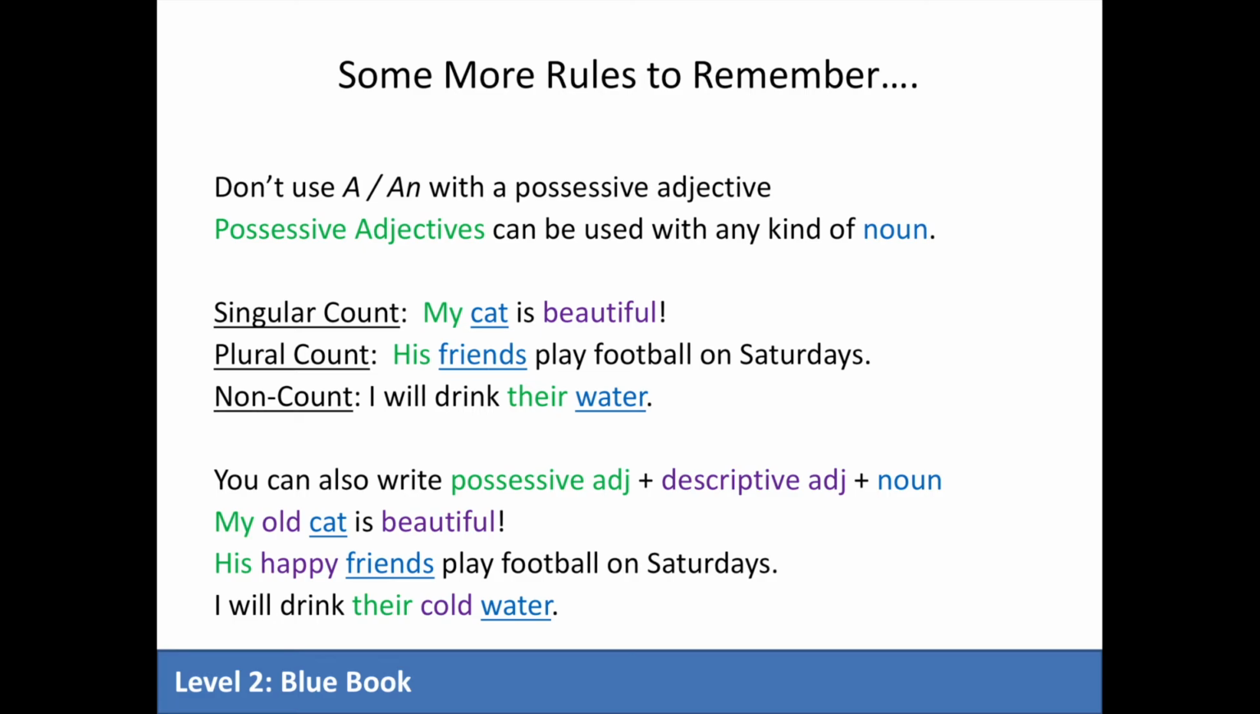Another example, his happy friends play football on Saturdays. Again, we're talking about ownership with his, the possessive adjective. We describe the friends using the descriptive adjective happy. Friends is the noun. Finally, I will drink their cold water. Their shows ownership. Cold describes the noun, and water is the noun.